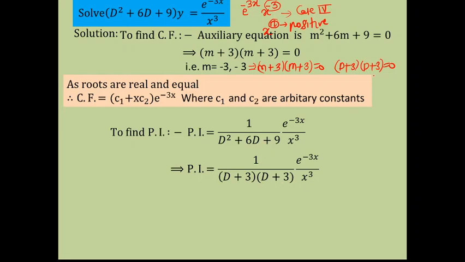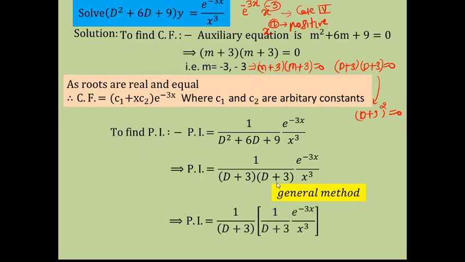Now one may think of writing D plus 3 into D plus 3 as D plus 3 whole square. It should not be done. Why? Because we want the factors of this completely in real form. So don't write it as real and repeated. Write D plus 3 into D plus 3 only. So the terms are factorized. Now let's operate one by one. As both of them are the same, it's immaterial which one is applied first. Otherwise also we can apply any factor first, and then whatever result is obtained on that function, the remaining operator must be applied.